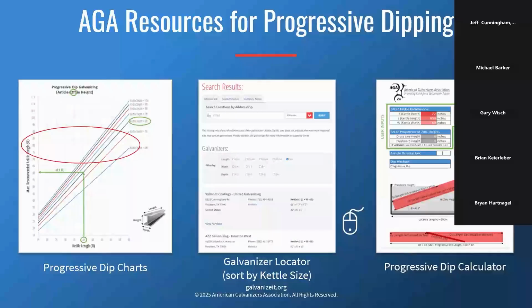There are a lot of progressive dip resources for this. So we do have charts. We also have a galvanizer locator, and it sorts by kettle size. So you can look for the galvanizers in your area with the larger kettles. And we also have a progressive dip calculator. So if you're really worried about a piece fitting in there, you can use our calculator to make sure it will. And then, of course, just consult with your galvanizer.